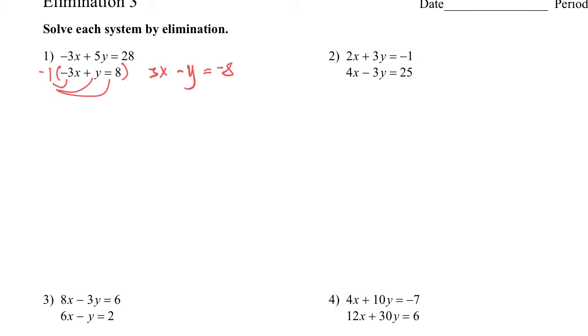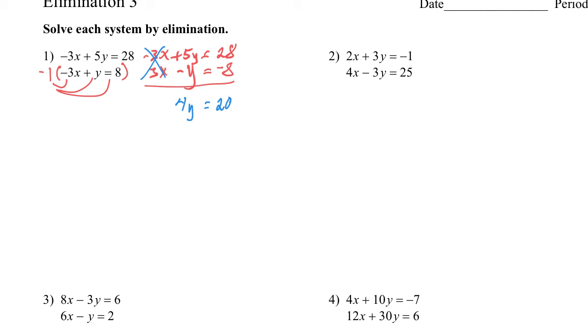and then I can add up and eliminate the x's. So there I changed all the signs. Got a positive 3x, negative y equals -8. Bring over the first equation, and then it's just a matter of adding up the columns. The x's will eliminate like we want them to, and we have 5y minus y, so we have 4y. We have 28 minus 8, so we have 20.